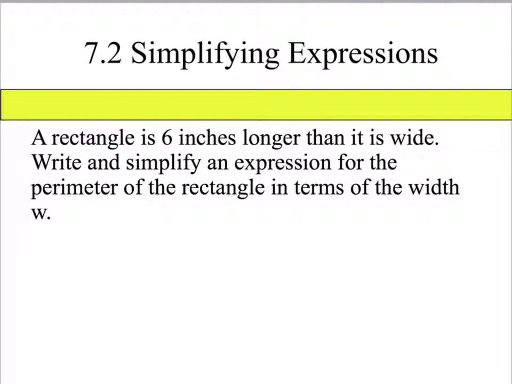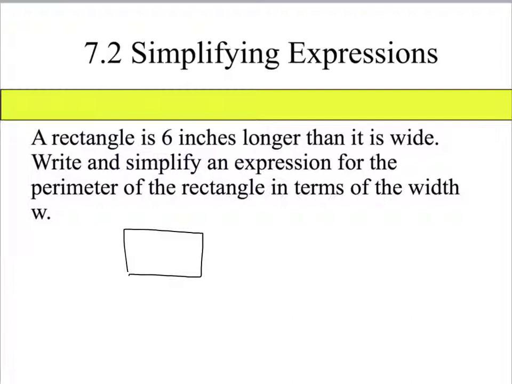Okay, when we look at this, we need to break it down. Very first thing is, we're talking about rectangles. Let's just draw a rectangle to make it easier on ourselves. Now, it says we're going to be finding the perimeter. How do you find the perimeter of any shape? Add up all the sides.